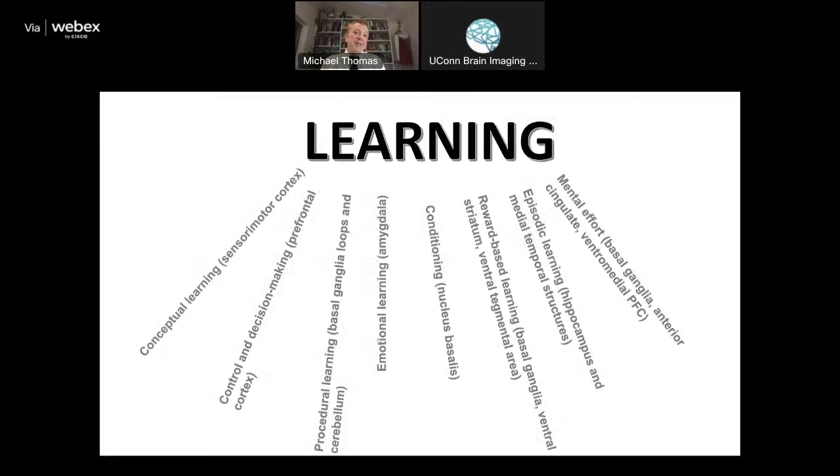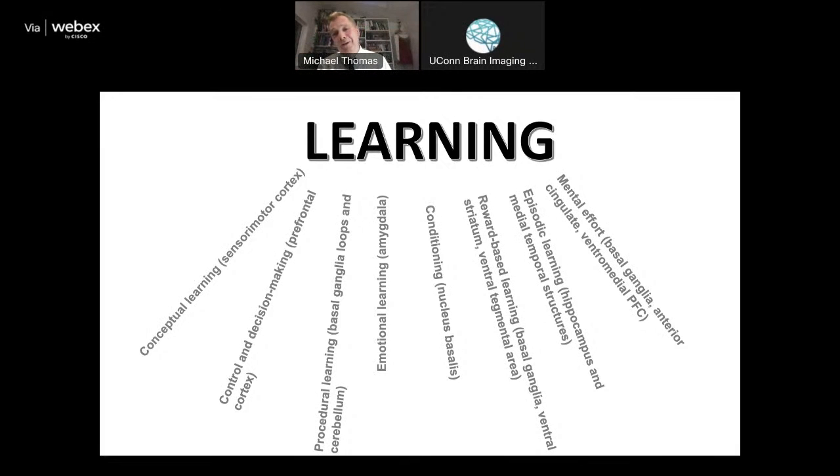So these are all the systems involved in learning. You've got sensory motor cortex in conceptual learning. You've got your prefrontal cortex in control and decision making. You've got your basal ganglia loops and cerebellum in procedural learning. You've got your limbic structures involved in emotional learning. You've got the conditioning system, so your nucleus basalis is ready to get some information from the amygdala and light up the cortex with acetylcholine.